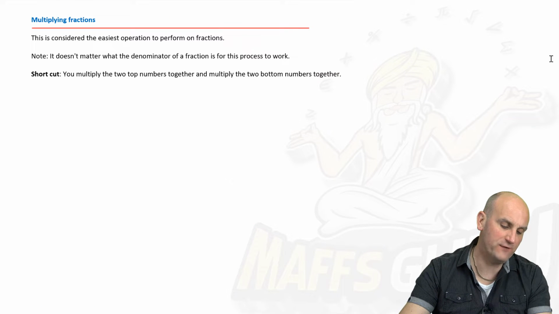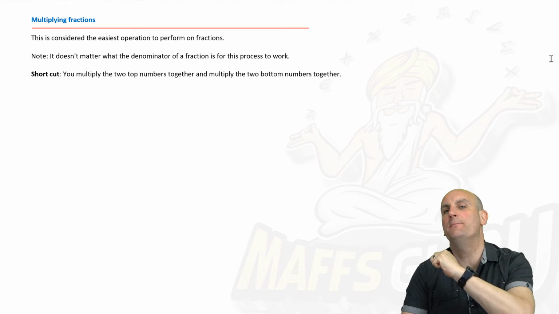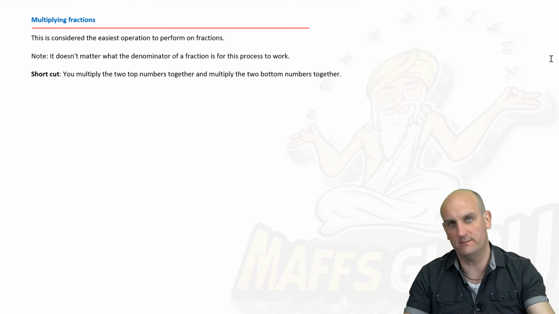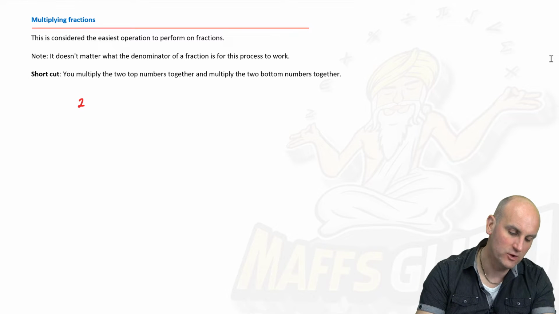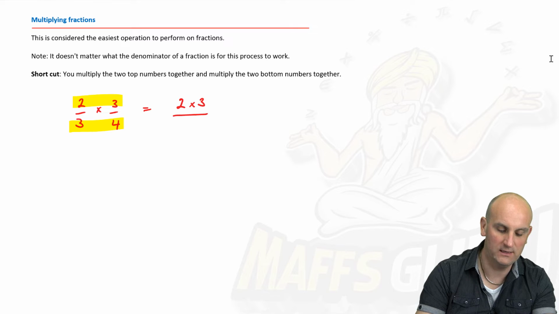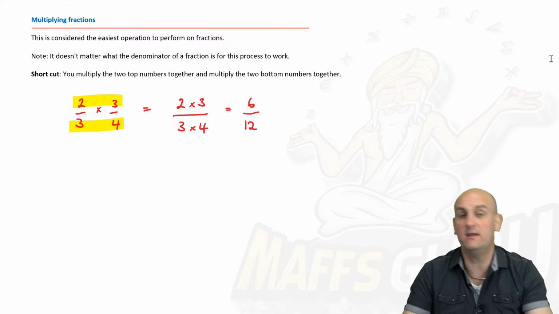Now, multiplying fractions is the easiest one in the possible world to do, because you multiply the top numbers and multiply the bottom numbers. Simple. So if I have 2/3 times 3/4, I am simply going to do the top numbers multiplied together and the bottom numbers multiplied together. So 2 times 3 divided by 3 times 4. 2 times 3 is 6. 3 times 4 is 12. And I'm going to leave it there.